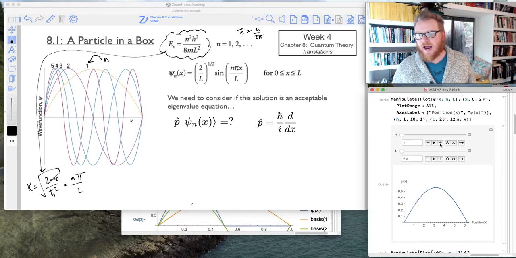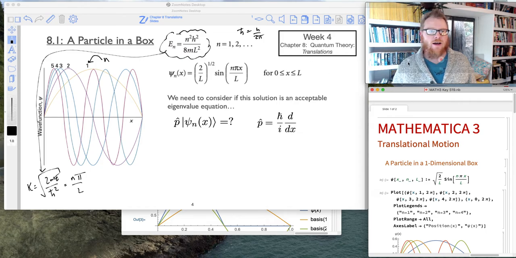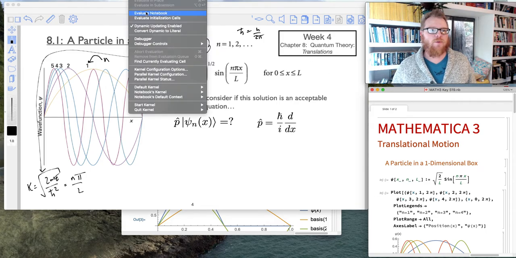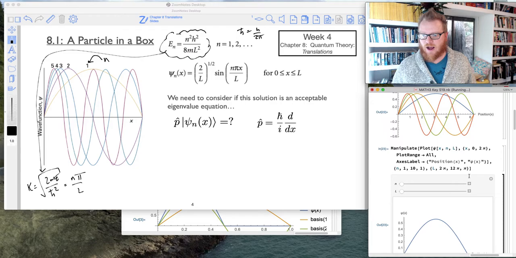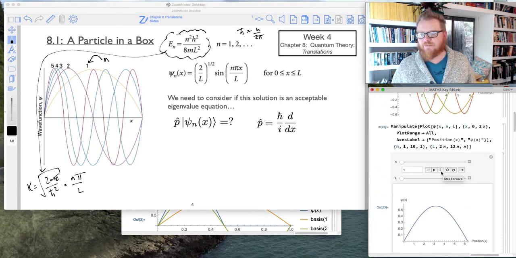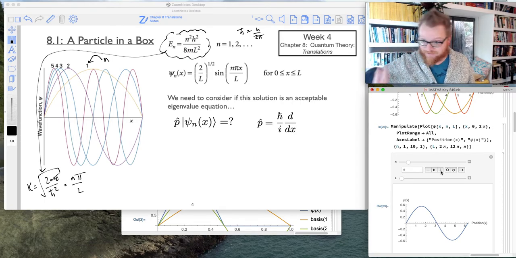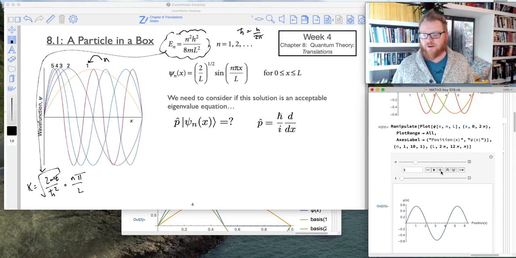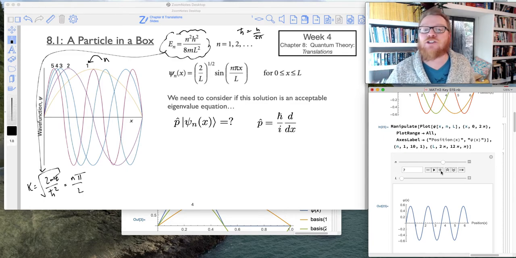Now as you can see, when I add another value of n, oh, of course it didn't update for me. So let's evaluate this notebook here. Okay, great. So now when I add values of n, I make n equal to 2. Look at that, I get another period there. And now when I add n equal to 3, I'm getting another one, and another, and another. So I'm getting these integer values.